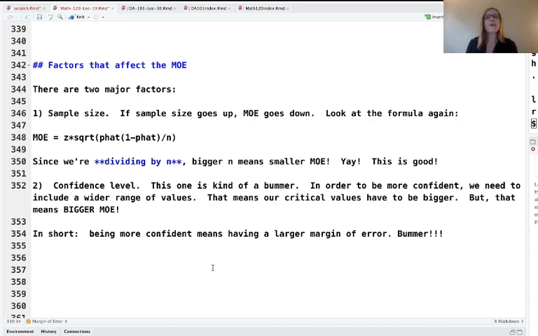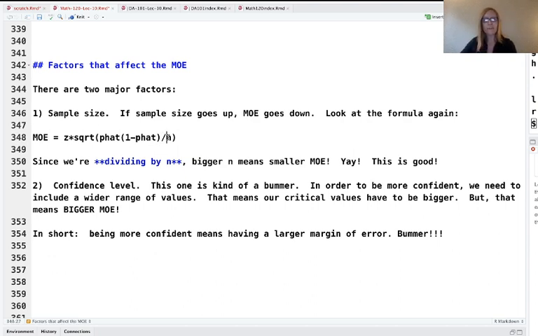In particular, there are two big factors that affect the margin of error. The first one is sample size. I think sample size does the thing that you'd expect it to do. Bigger sample size sounds good, right? Smaller margin of error sounds good, right? Well, it really does work that way, and that's kind of a good thing. If sample size goes up, if n goes up, then margin of error goes down.